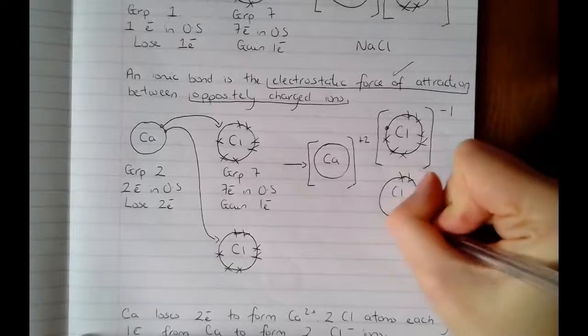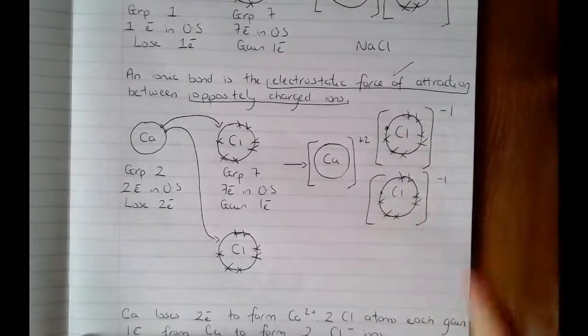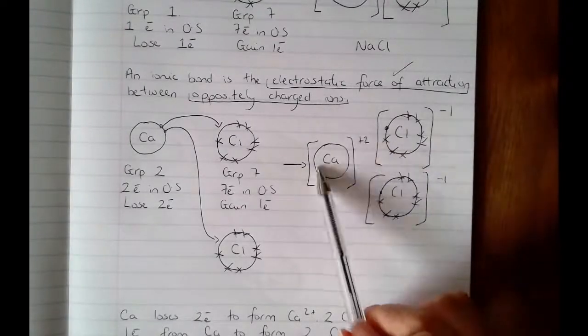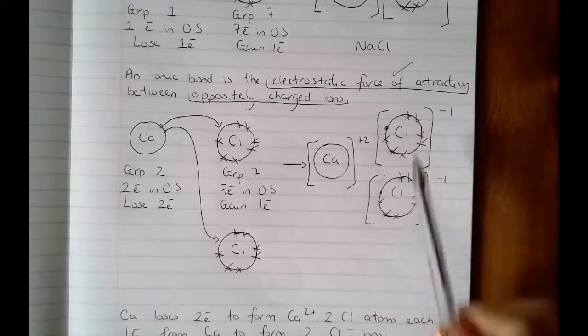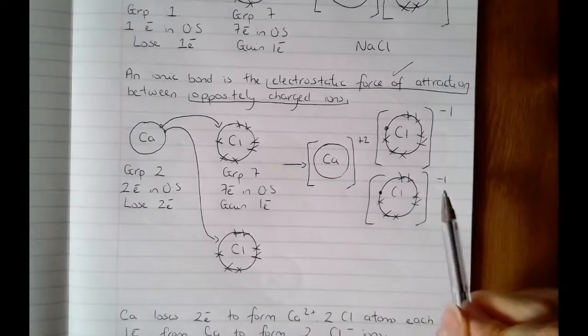and the other chloride ion will be exactly the same. Again, what you can see here is that you've got the same number of positive charges as negative charges. You've got +2 from the calcium, and then you've got 2 -1 charges from the chloride ions. That gives you +2 -2 overall.